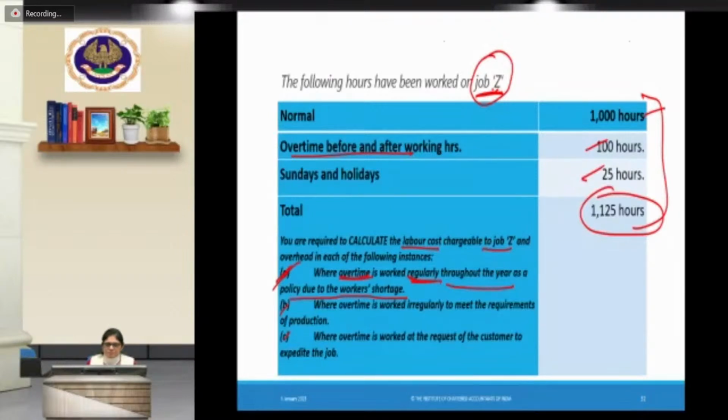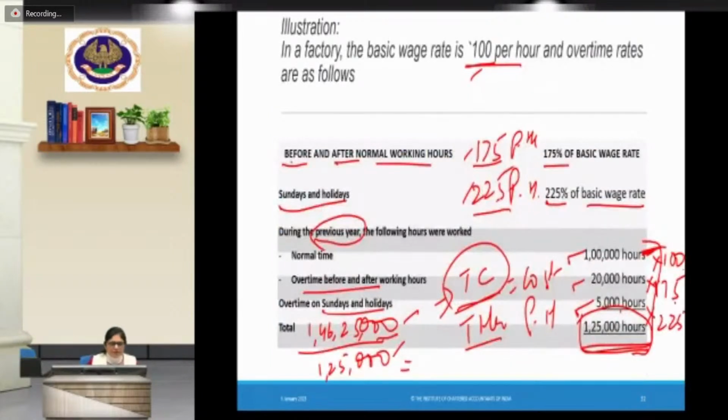Clear? So how much is the total rate per hour? 1 crore 46 lakh 25,000 divided by 1 lakh 25,000. Normal labor cost per hour is 117 per hour. In the first case. I hope everybody has calculated. Yes. So this is 1 crore 46 lakh 25,000, the total cost divided by the total labor hours worked, 1 lakh 25,000.